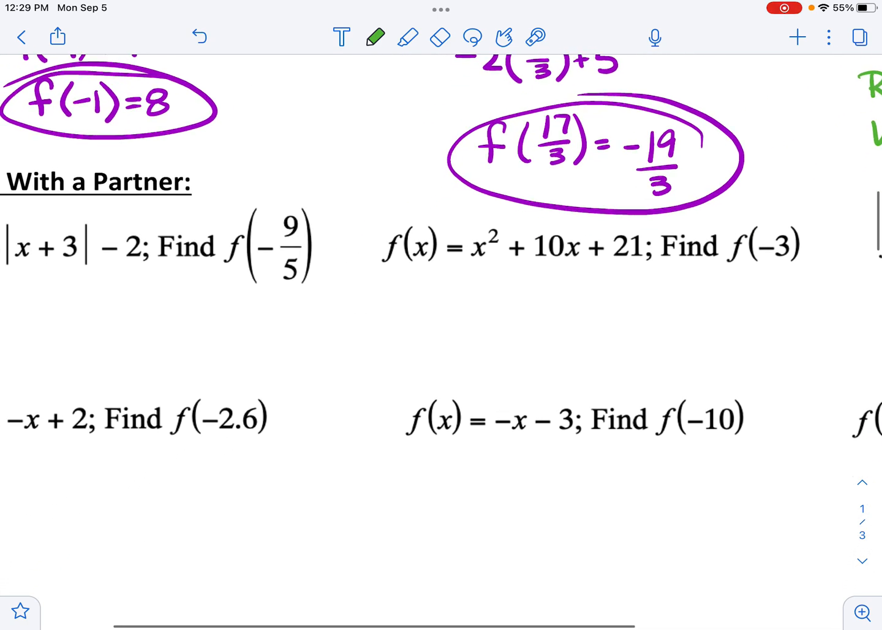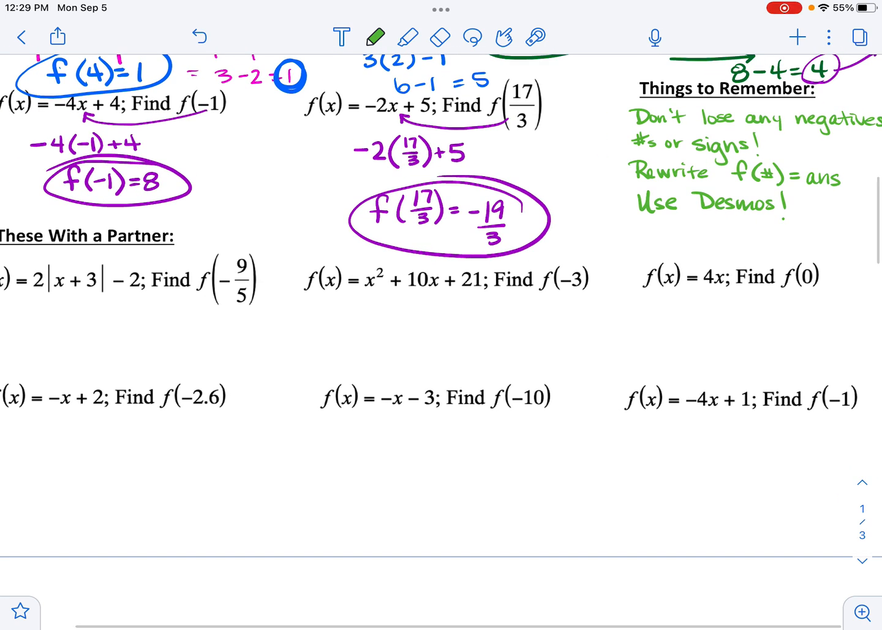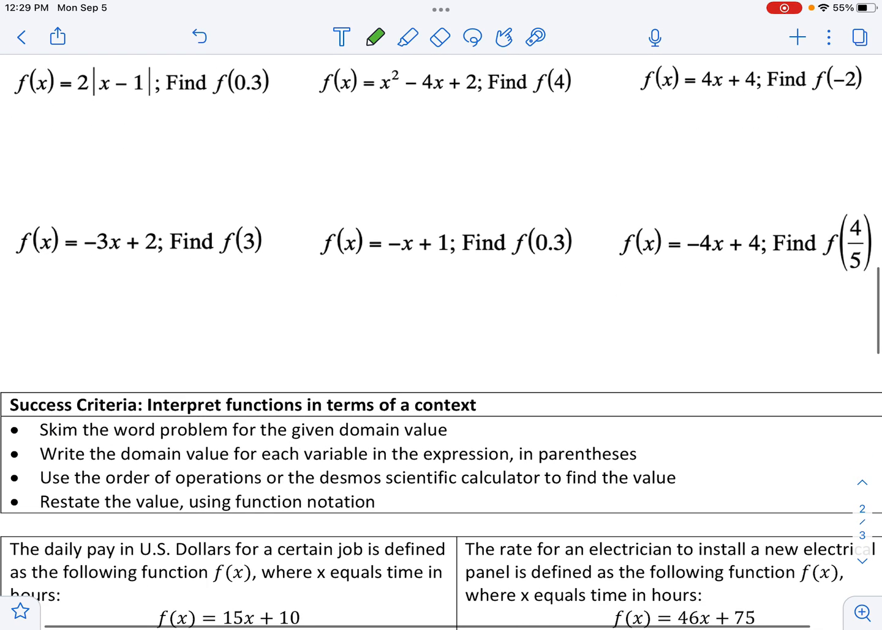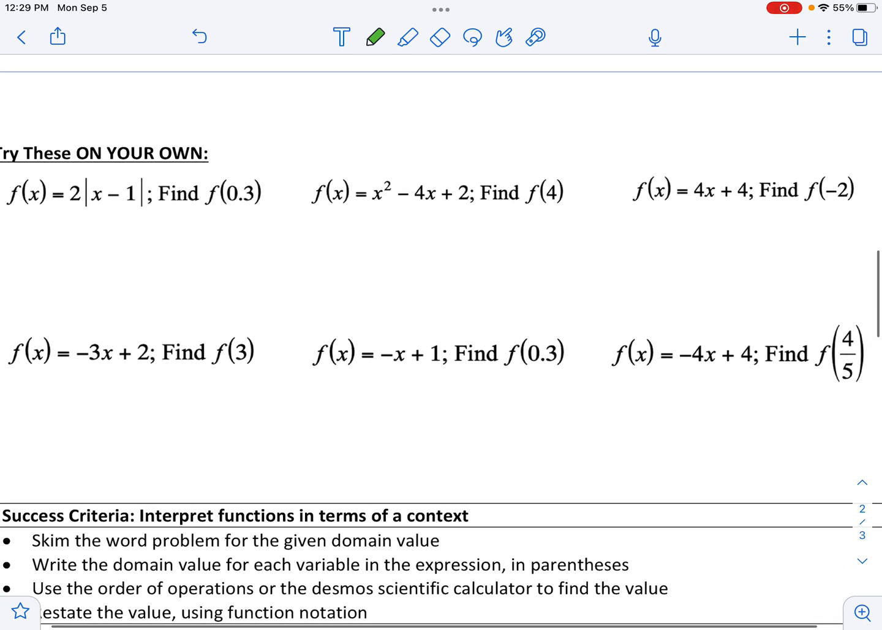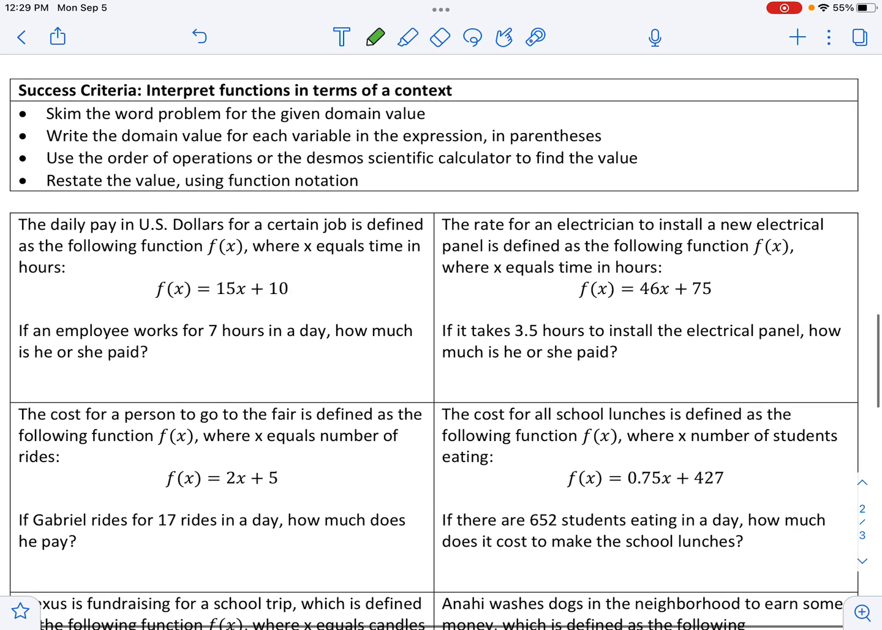Okay, you do the ones with the partner. Once you and your partner have correctly answered all of the questions, then move to the back on your own. But let's look at the other side of the back. There are some word problems because the objective today is to look at in terms of context as well. So the first thing you're going to do is skim the word problem for the given domain value. That is the only thing that is new, and then everything else is the same.